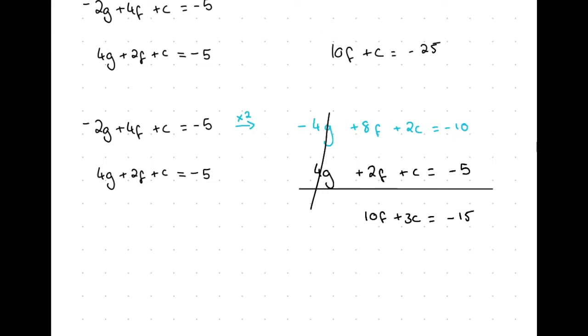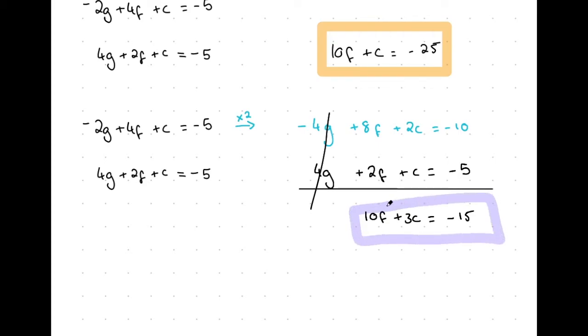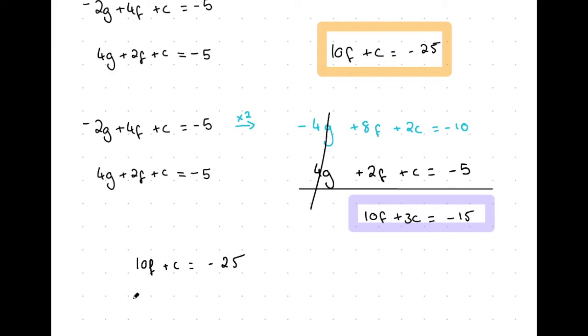Now there is my second equation. That's going to allow me to combine it with the other equation with 2 unknowns, which was 10f plus c is equal to minus 25. Combine those two together, and what do we get? So we'll just write them out. 10f plus c is equal to minus 25, and then 10f plus 3c is equal to minus 15.